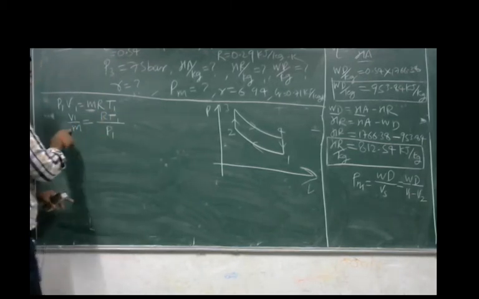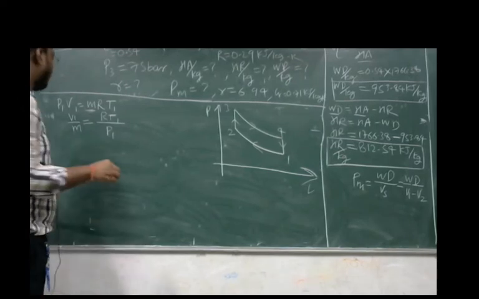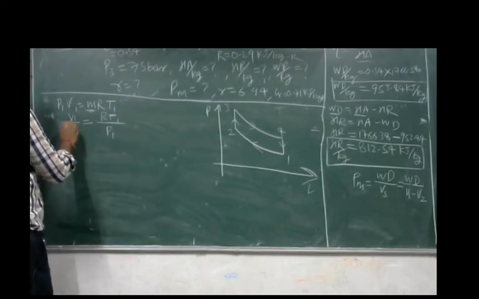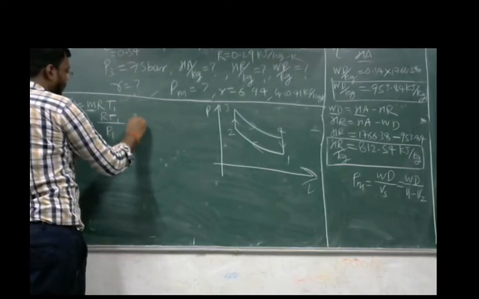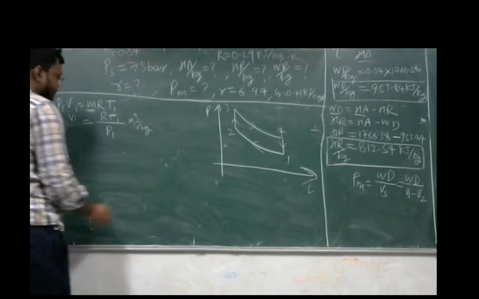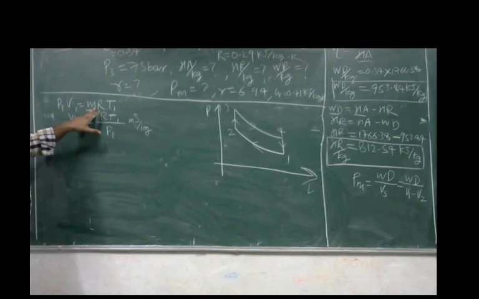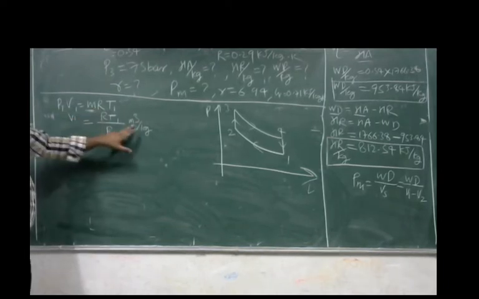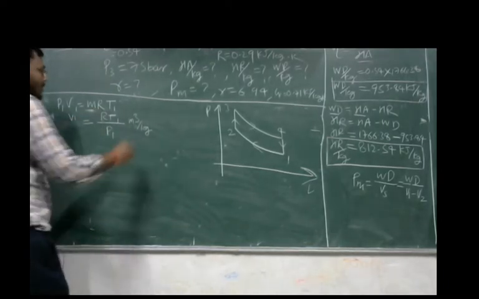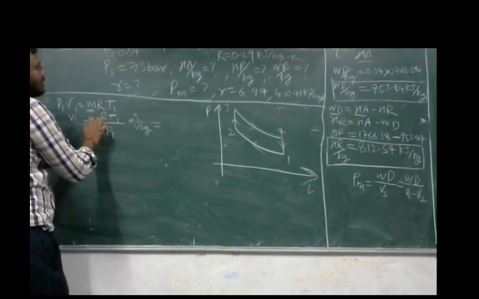So it will come in meter cube per kg. So the value of V1 will come in meter cube per kg, because I am calculating the value of volume per unit mass. So put the value of R here. The gas constant R is given in the question.